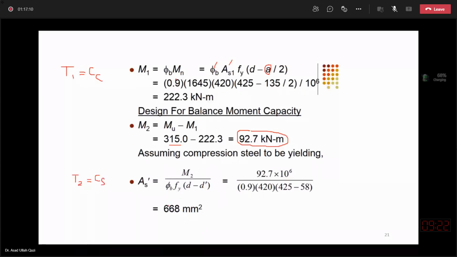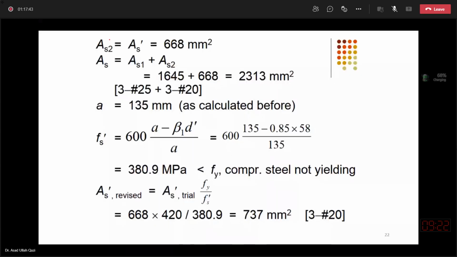In making this couple, I am assuming that compression steel is at yield and the lever arm between them is D minus D prime. Lever arm between steel and concrete was D minus A by 2, and between steel and steel is D minus D prime. And I got the AS prime, additional steel on the compression side, and the same amount of steel I must add on the tension side to get my total tension steel.